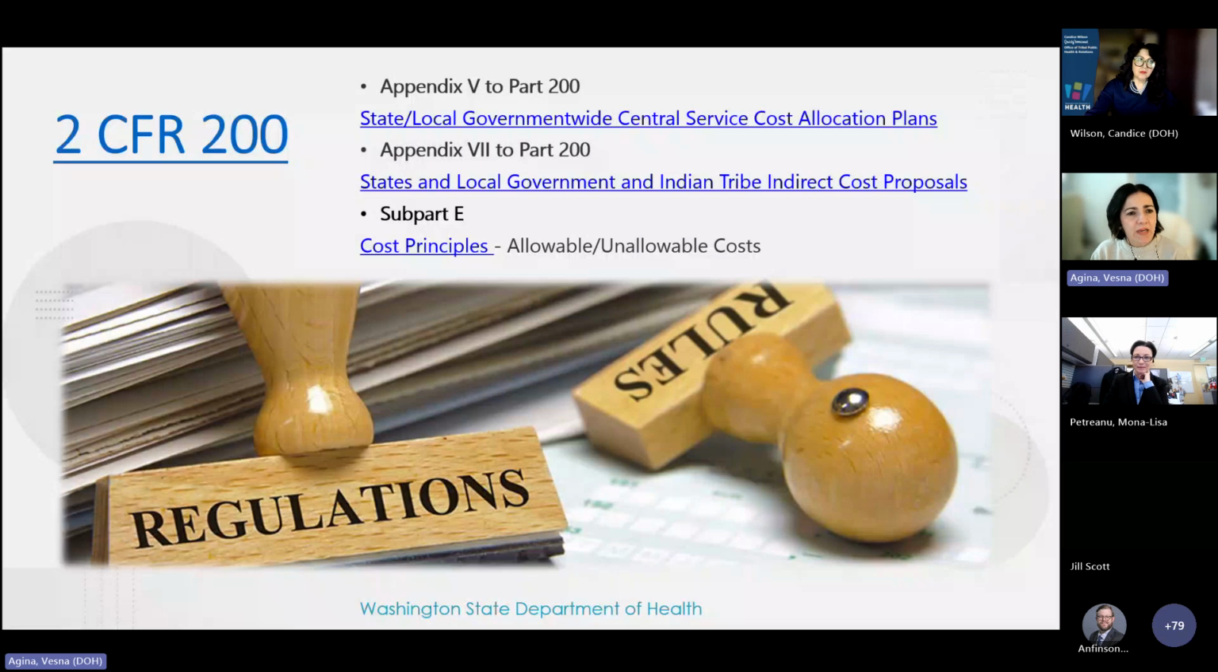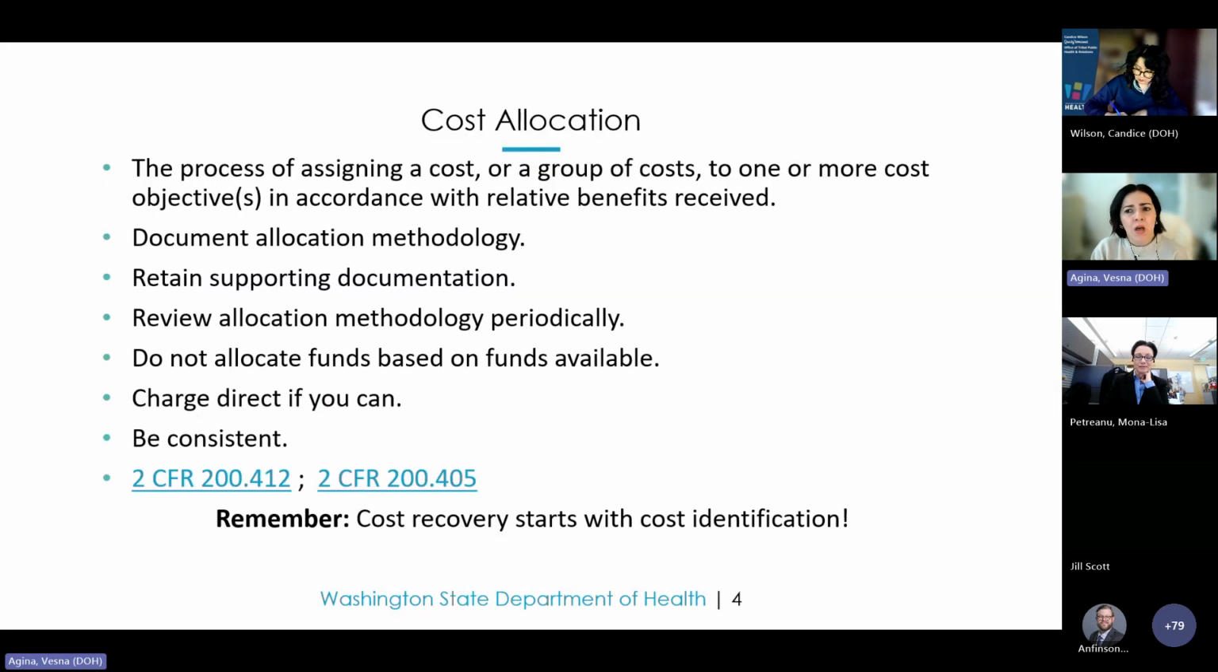So this is just a slide to 2 CFR 200. Again, it's a resource for you to have because we do follow 2 CFR 200 when it comes to indirect rates. So cost allocation. Cost allocation basically means assigning, grouping costs that have a similar objective into different pools.